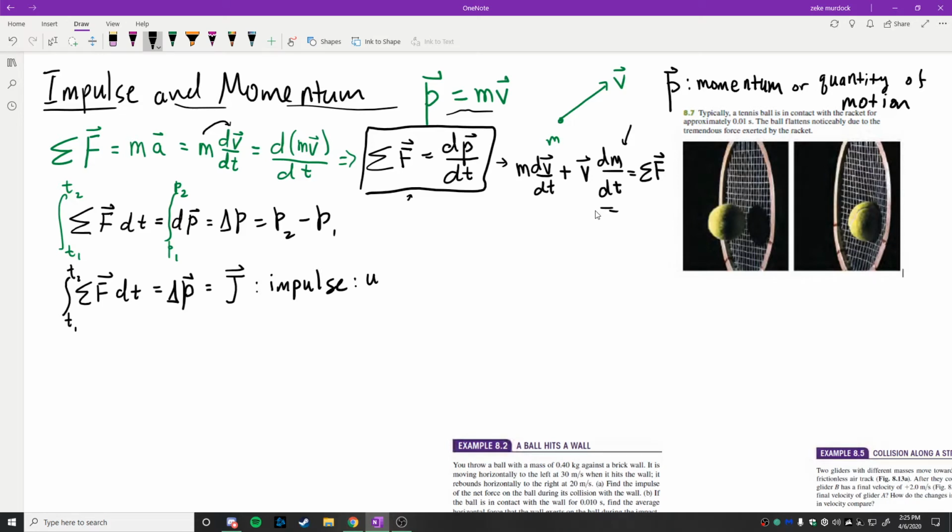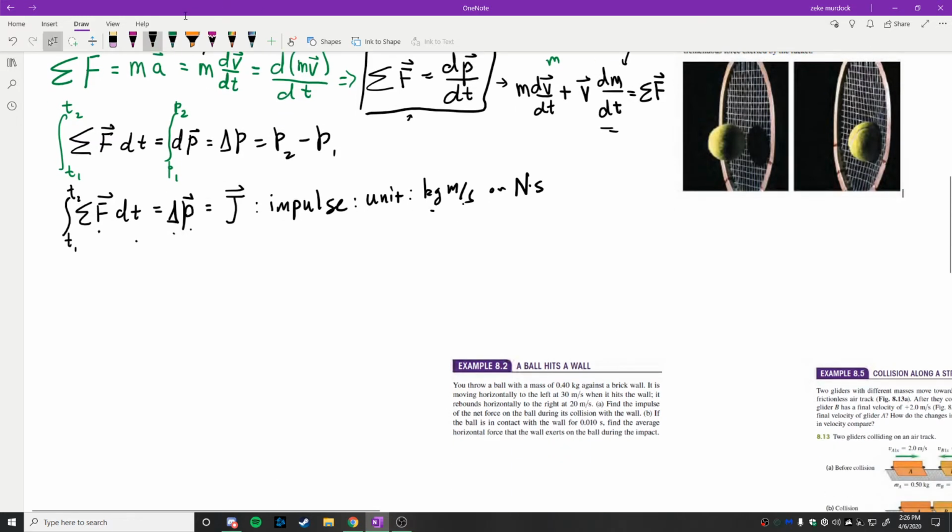It has units of kilogram meter per second, or Newton seconds, however you want to think about it. Sorry, I should have said the unit for momentum is the same as the unit for impulse. I don't know if there's a name for this. You could call it the impulse momentum theorem if you really want to. But it describes what happens when a force acts over some time.